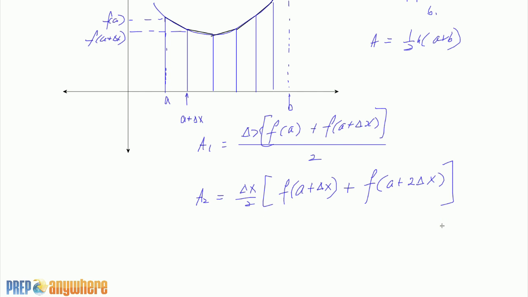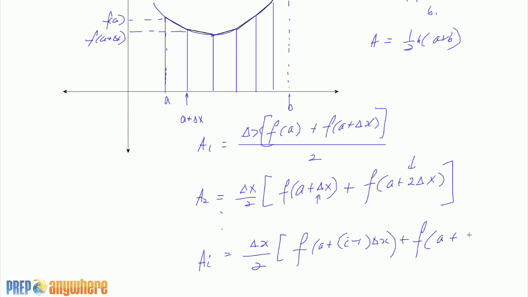So continue this pattern, and let's say Ai, some general term. Look, when it's 2, this back number is 2, and the first number is 1 less than 2. So it's going to be f at A plus (i minus 1) delta x, and then f at A plus i delta x. Okay, that was a mouthful.